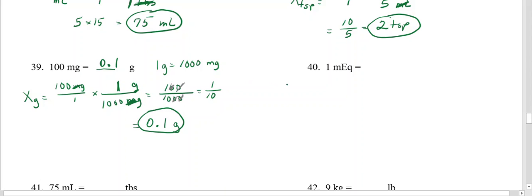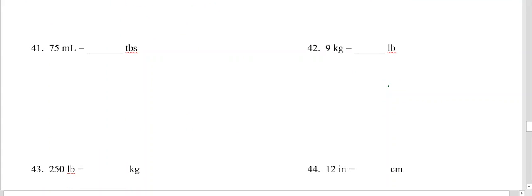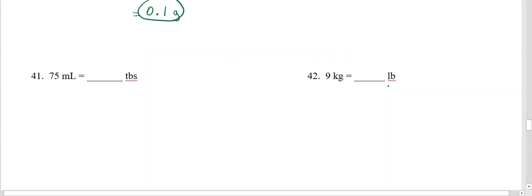All right. Number 40. Remember what we talked about with milliequivalents? It's for electrolytes. So 1 milliequivalent equals 1 milliequivalent. There's no conversions. It doesn't change. 1 milliequivalent is 1 milliequivalent. So there's no work to show. We just write it in that it's equal. That was kind of a tricky question, making sure you knew what 1 milliequivalent equaled. Let's look at 41.